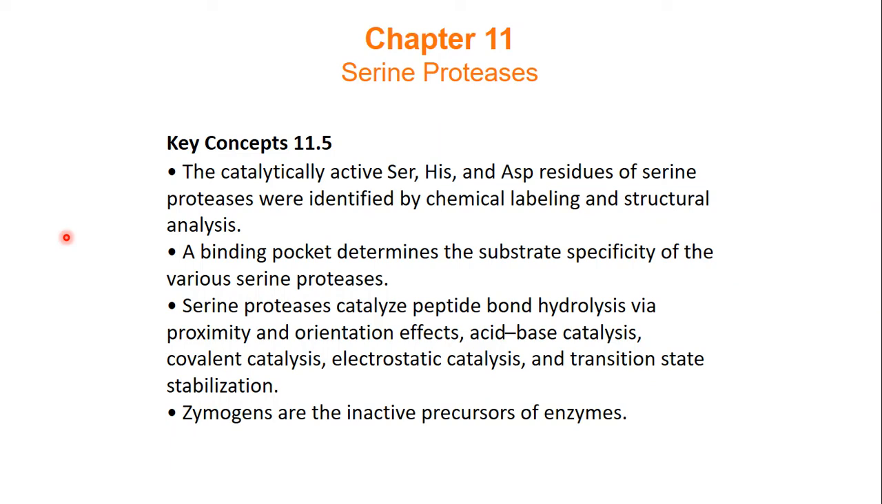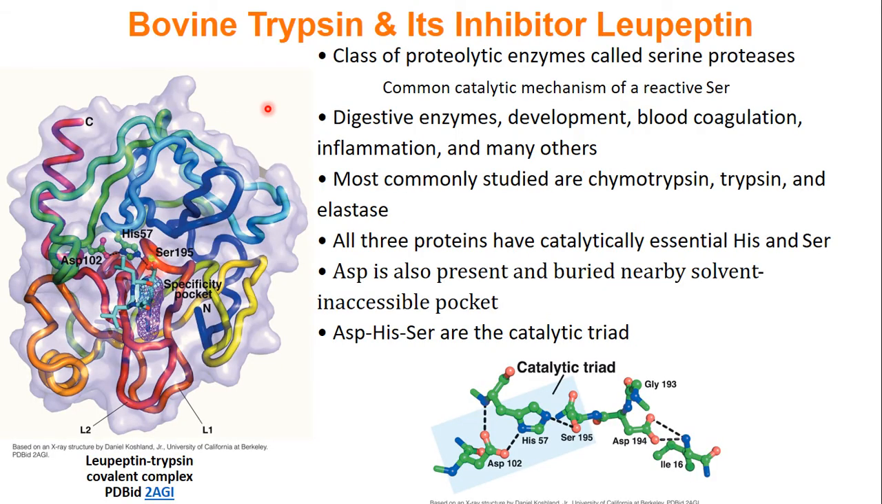In this video, we're going to look at the mechanism of another class of enzymes called the serine proteases. So, we're going to begin by looking at overall what serine proteases are. They're proteolytic enzymes, and they are common in that they have a mechanism that uses serine. You usually find serine proteases in digestion, development, blood coagulation, inflammatory, and many other types of reactions.